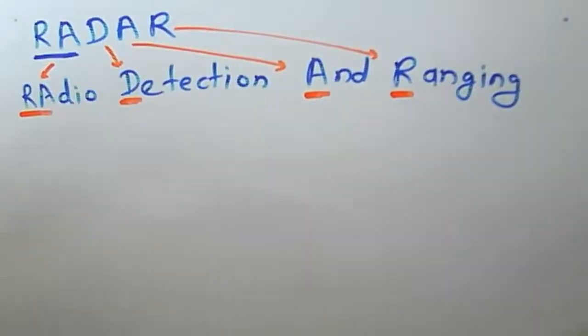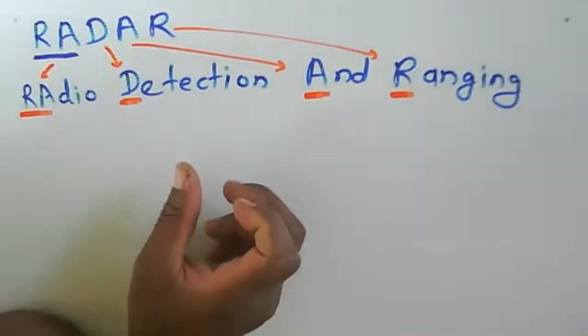Detection means object detection. Ranging means to find out the place or position of the object. Whether that object is present in the given region is to be detected by the device, and ranging is to measure the position, whether in an xy coordinate system, the distance measurement in various coordinates. So that is about radar.